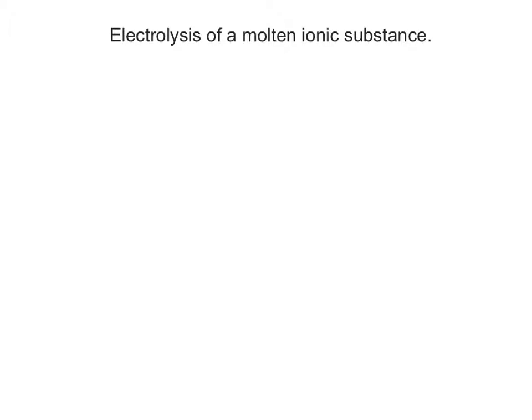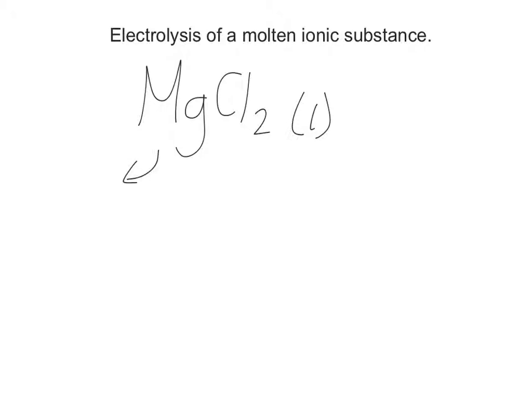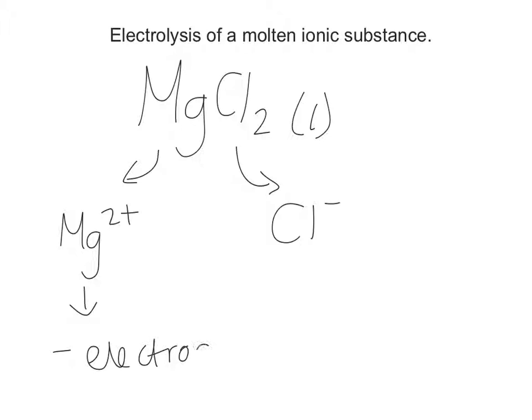When you melt an ionic compound, for example magnesium chloride, it will become a liquid. In that liquid you will have magnesium ions which are now free to move, and you will also have chloride ions which can move. Now when you put this through an electrolysis experiment, the magnesium ions will go towards the negative electrode and the chloride ions will go towards the positive electrode.